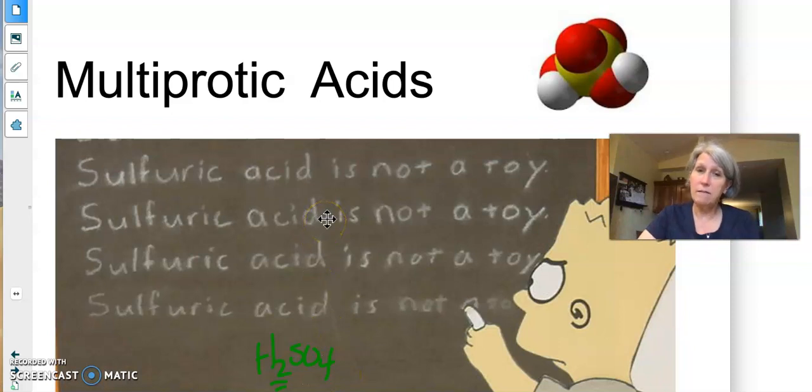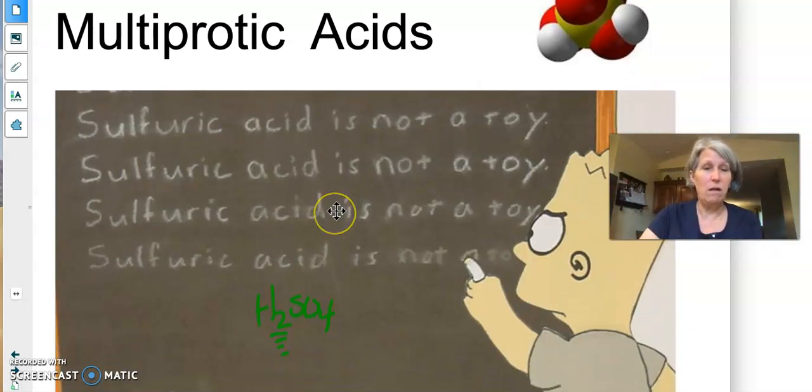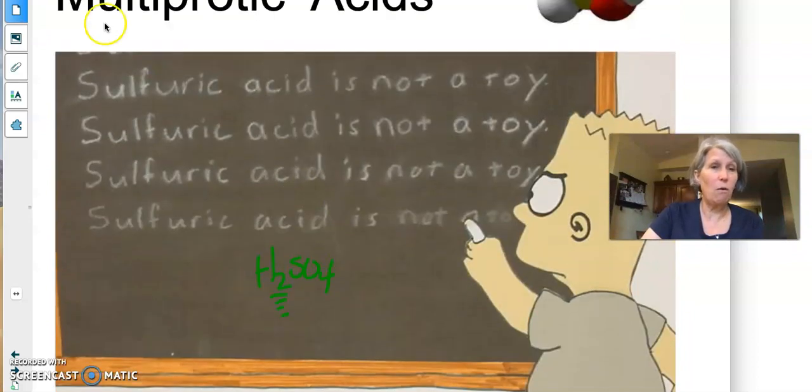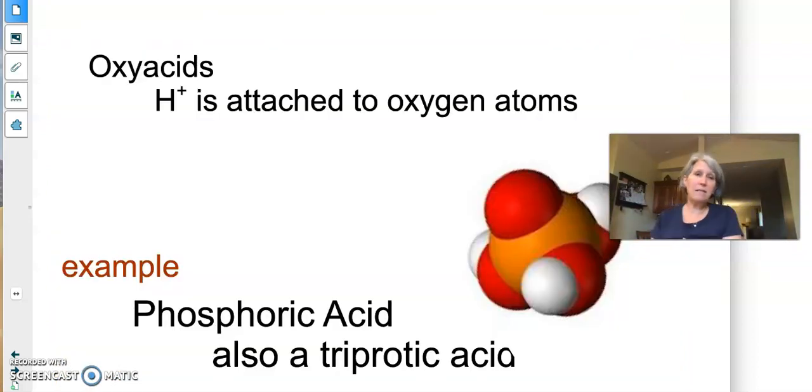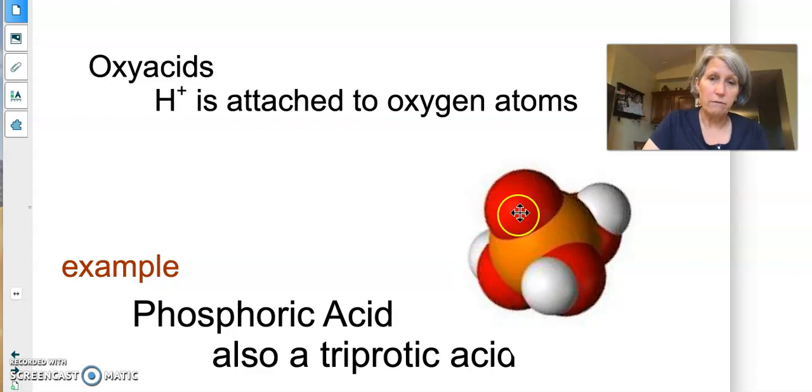So acids can be either monoprotic, which means they only have one hydrogen, diprotic, which means they'd have two, or triprotic, which means they'd have three hydrogens that were allowed to ionize. So oxyacids are another example of multiprotic acids. We actually call them multi, meaning more than one proton to dissociate.